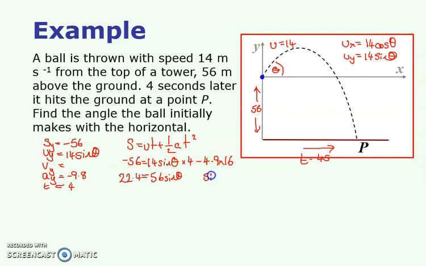So sine theta equals 22.4 divided by 56. And I've obviously got to inverse sine it, and I get an angle for theta to be 23.6 degrees. Now, that was actually not so bad. I expected that to be harder.